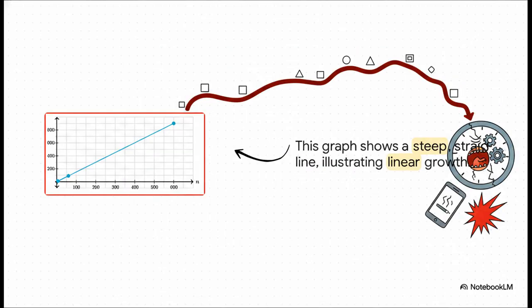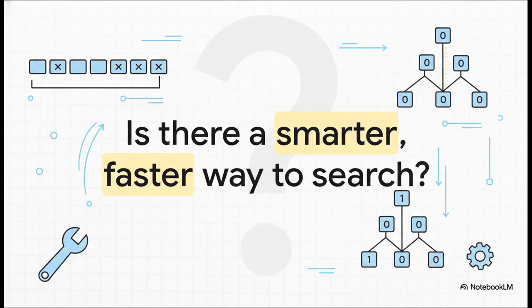And this graph says it all. That steep, straight line just climbing up and up, that means one thing. The more data you throw at it, the longer it's going to take. There's no limit. For the huge amounts of data we use in modern apps, this is basically a recipe for disaster. So this just begs the question, doesn't it?